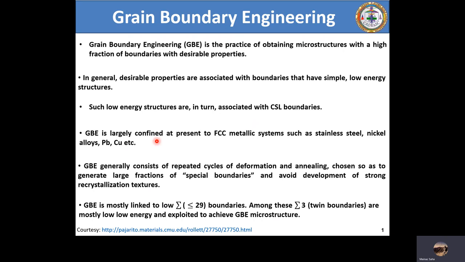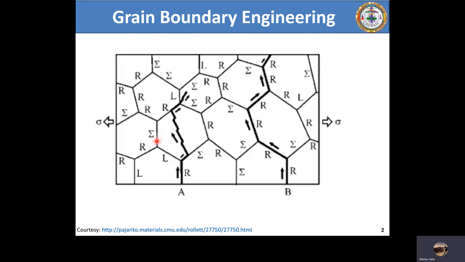Now let us look at a very simple demonstration of grain boundary engineering. Look at a microstructure which has hexagonal grains and boundaries labeled R, L, and sigma, where R is the random high angle grain boundary, L is a low angle grain boundary, and sigma is the CSL boundary. When we deform the material in a tensile fashion by applying a certain stress sigma, let us consider two sites, site A and site B.